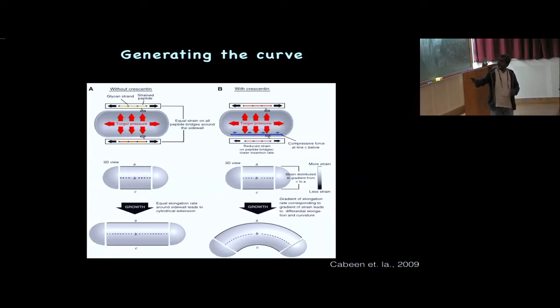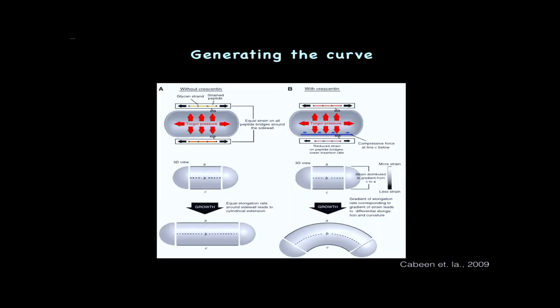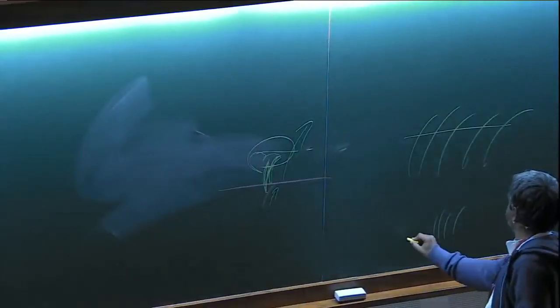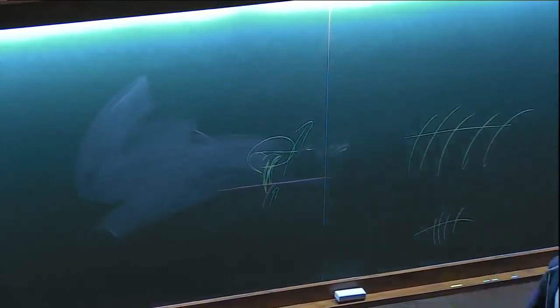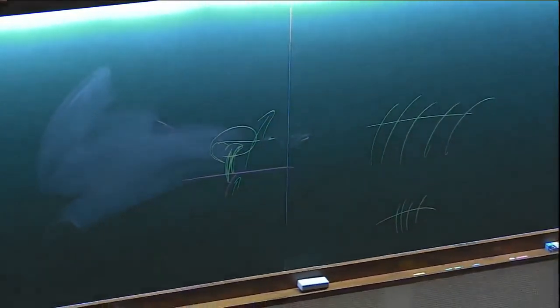So there is a very low amount, or very slow rate, of cell wall synthesis on this side. But on the other side, the cell wall synthesis machinery is much more active, and a lot of hoops of cell wall strands or peptidoglycan strands are being synthesized. So on one side, you have a lot of cell wall synthesis happening, and on the other side, you have very little. This kind of structure can give rise to a completely curved structure. So that is what crescentin is doing.